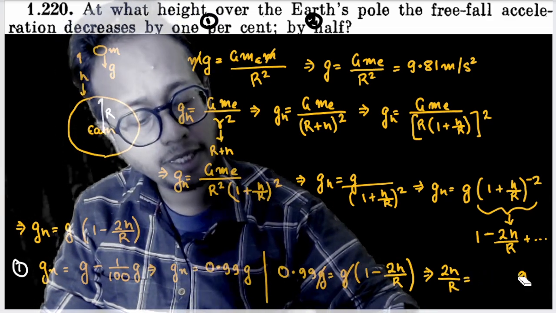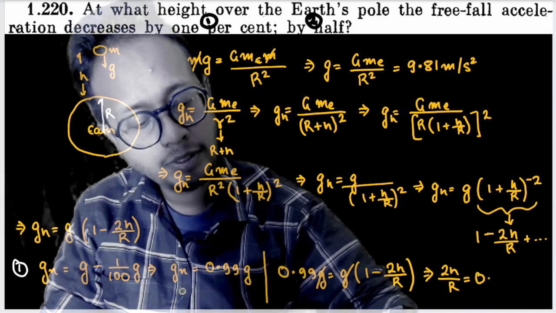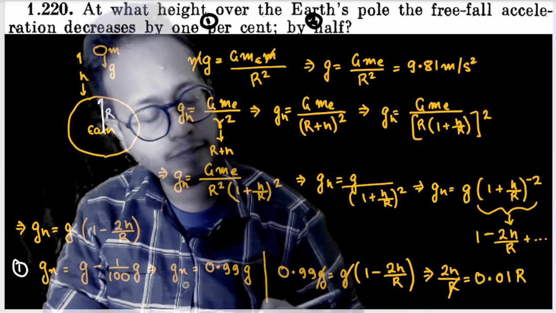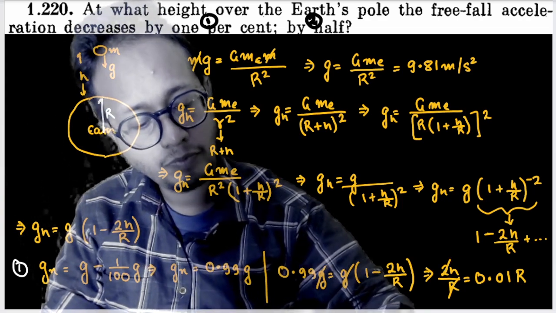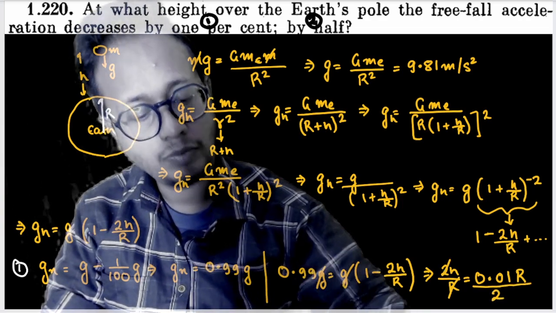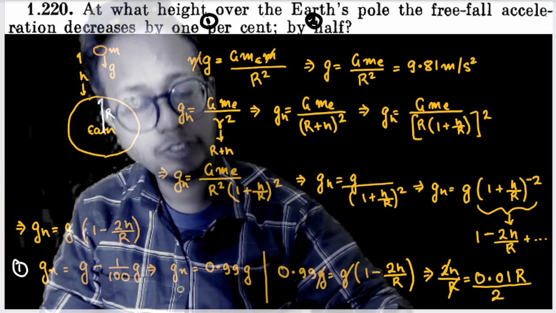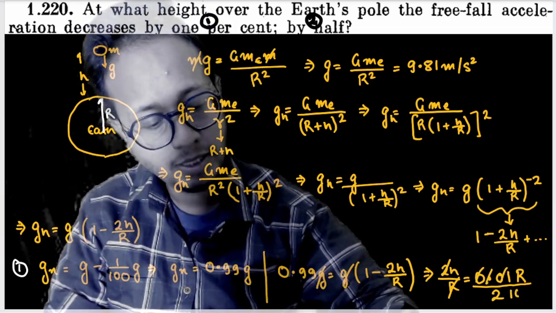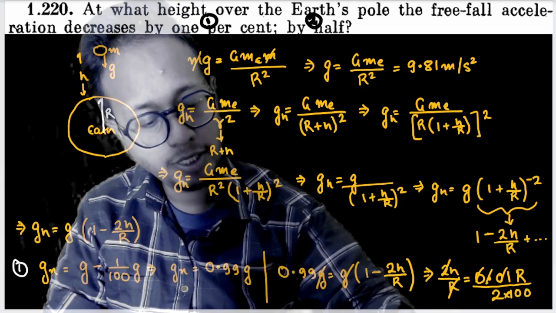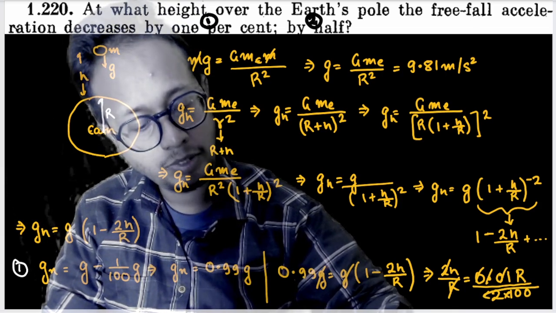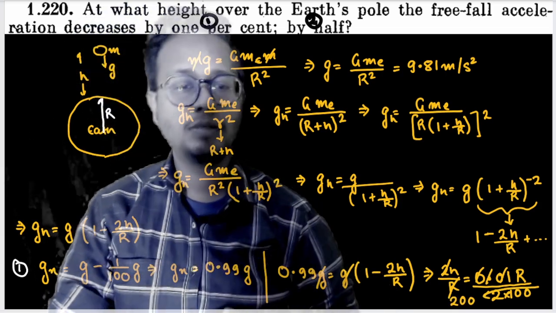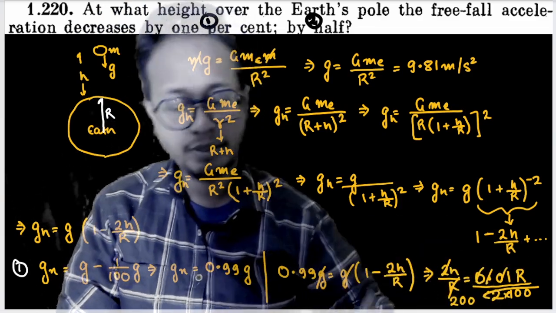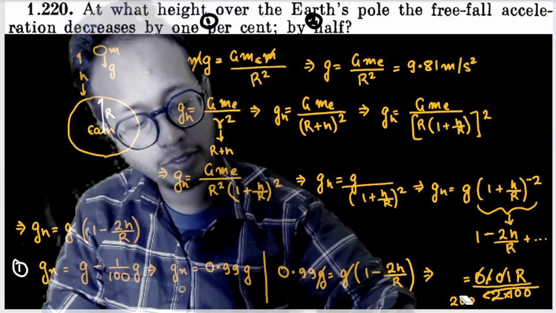And 1 minus 0.99 is nothing but 0.01. If I send r to the right hand side, I'll get 0.01 r divided by 2. And 0.01 can be written as 1 by 100. So 2 into 100 is nothing but 200. Let me make this neat and clean: h is equal to r divided by 200. See the calculation once more.